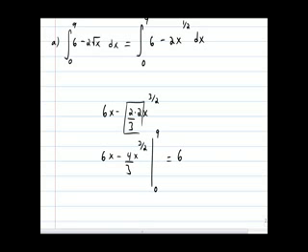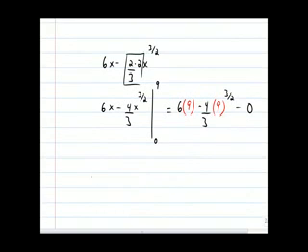So 6 times the 9 minus 4/3 times 9 to the 3/2. So that subtract, what happens when you plug in 0? 0. Okay. So now we've got something equals 6. Well, let's do the 6 times 9. 4 thirds.